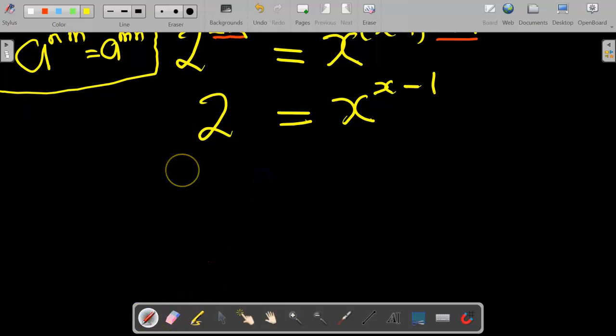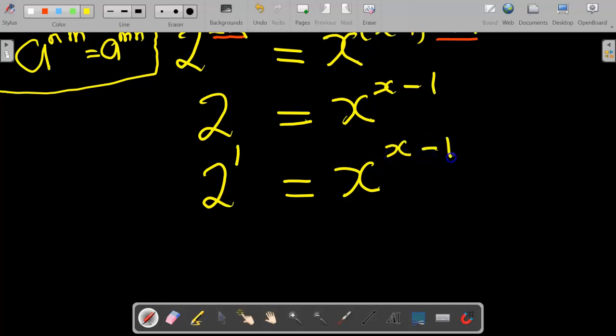Now, I'm going to change this. 2 is the same as 2 raised to the power of 1. And that gives us x raised to the power of x minus 1.